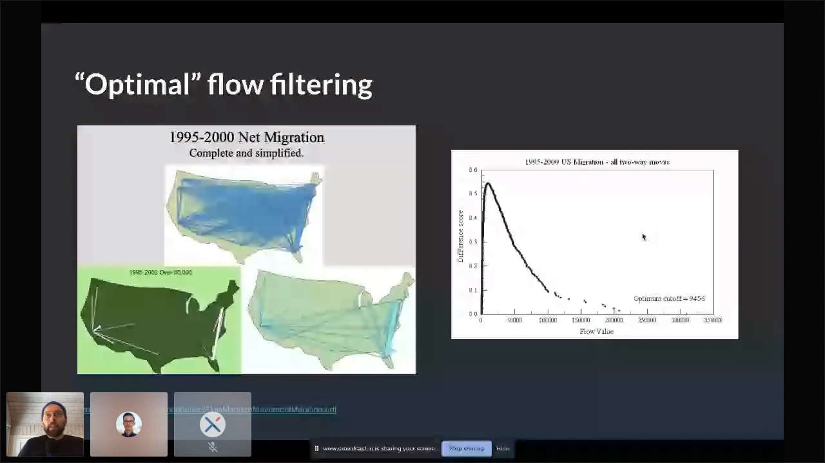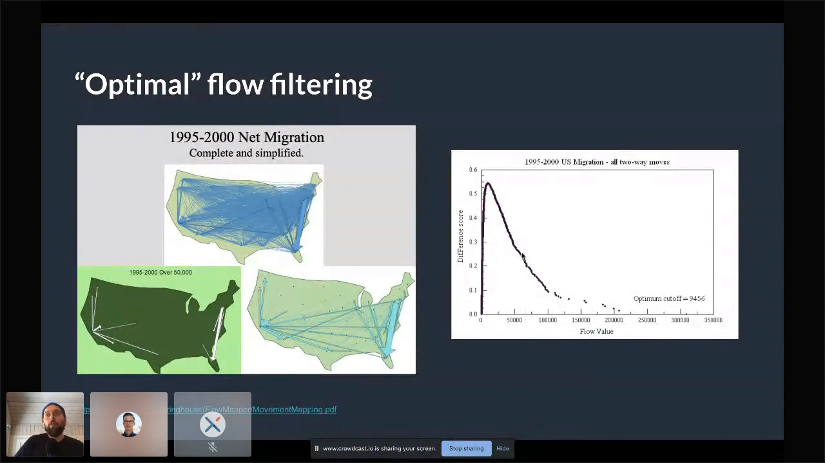And Tobler discussed a few solutions, like how to reduce the number of flows we have to display, right? The most obvious solution is to remove the smallest ones. They are not very important. But how do you find where to put the threshold? And here he suggested a way to calculate a score and metric, which would tell us where to put the threshold so that we can keep most of the trips while removing most of the arrows, right?